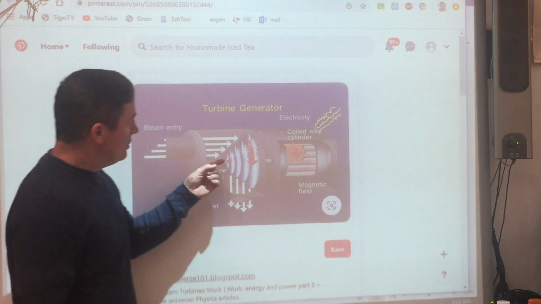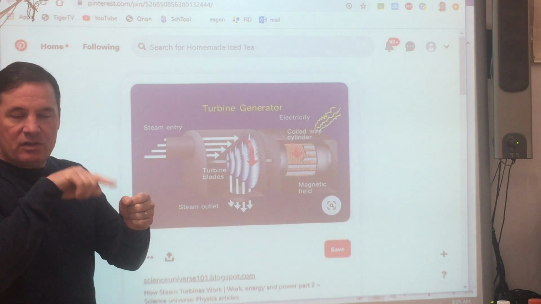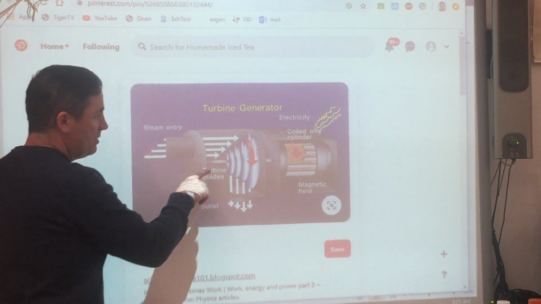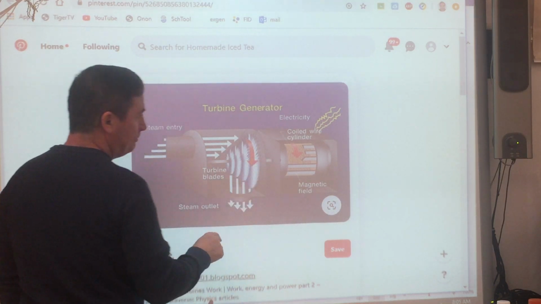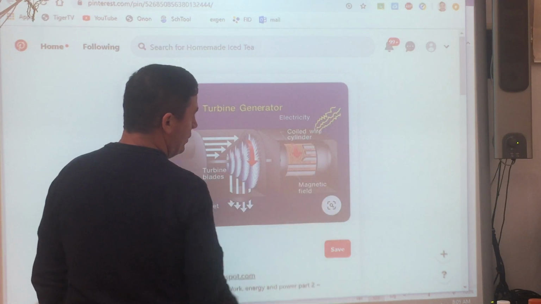And when it spins it, just like if you were to have a small fan and you blew on it, it would cause the blades of the fan to move around. And when that happens, it turns this giant rod here, okay, which is attached to a huge cylinder.